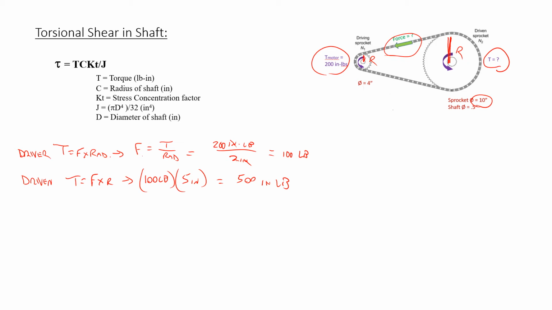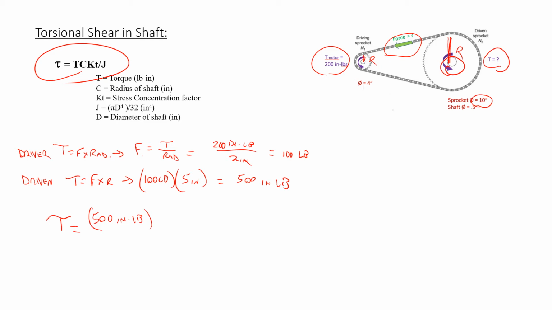The next step is going to be to actually calculate the torsional shear stress using this formula, where T is torque, C is the radius of the shaft, K sub T is our stress concentration, J is the polar section modulus, which is a simple calculation based on the diameter. So let's solve for the torsional shear stress, again, on this driven shaft. We know that torque is 500 inch-pounds. We just calculated that.